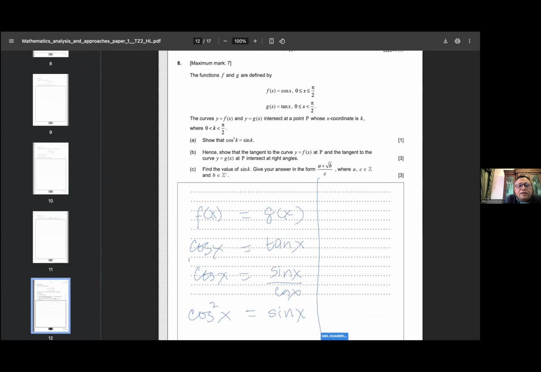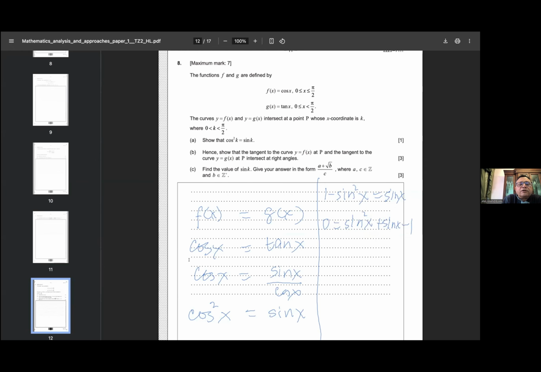Sin x. And of course, cos x is in the denominator, so x cannot be a value which will give cos x as 0, right? Correct. So to solve this equation, we can write cos square x as 1 minus sin square x, bringing sin x equals to sin x, correct? So now we can bring all the terms to one side. So we get sin square x plus sin x minus 1 equals 0. So that should give you the solution for this question, finding the value of k.